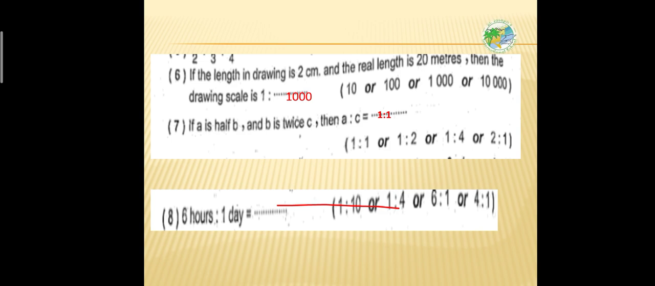Number 8, 6 hours to 1 day. Do you know the difference between them? Of course. We can simplify the ratio with different units. We should change the day into hours. How? Multiply 1 day by 24 hours.